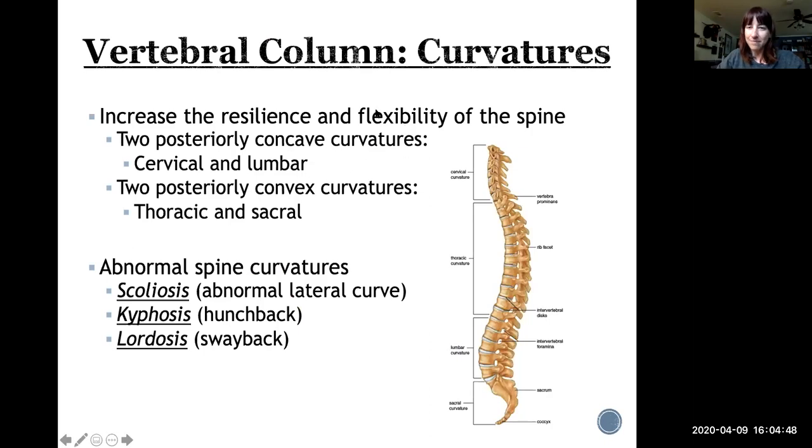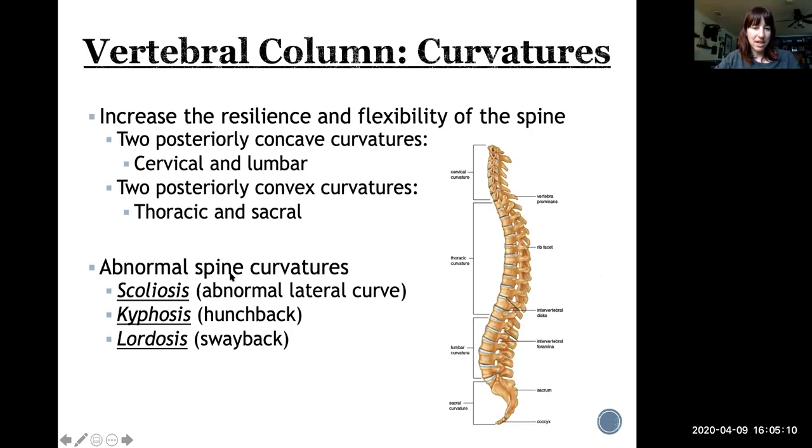All right, so here are the curvatures again. So you've got cervical, thoracic, lumbar, and sacral. The cervical and lumbar are concave, and the thoracic and sacral are convex, right? So if you're looking at somebody's back.